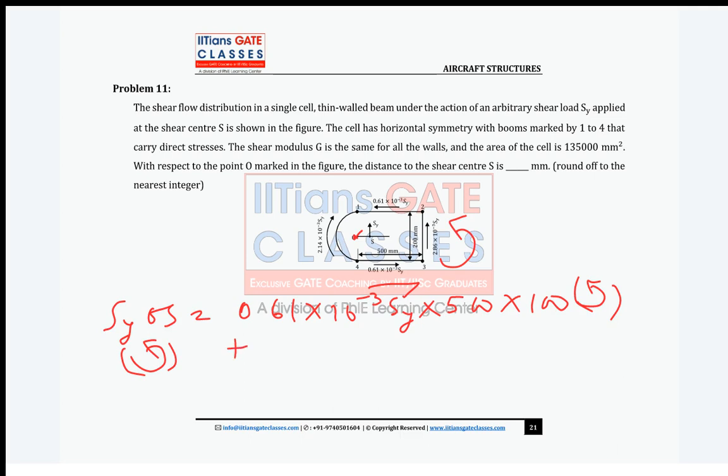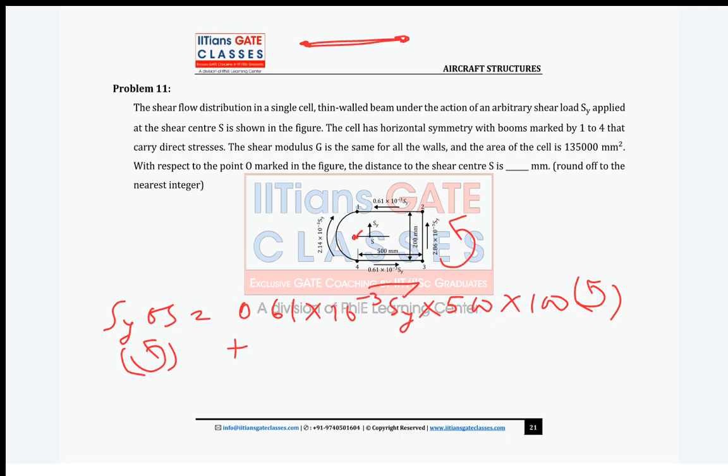Then 3 to 2. Again it is going up, so it will create what? Now guys, one thing I will tell you: whenever there is a boom section, if your shear flow is constant, you can do it without integration. Why is integration not required? Can anyone tell why? Because the shear flow between these two sections is constant. It is not a function of s, so without integration you can write.